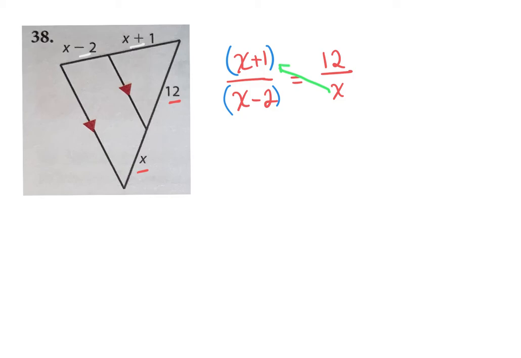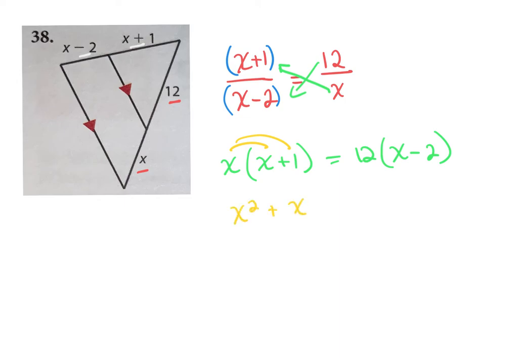So we're going to say x times this group, x times (x + 1), and then 12 times this group equals 12 times (x - 2). You do have to distribute. So we have x squared plus x equals 12x minus 24.